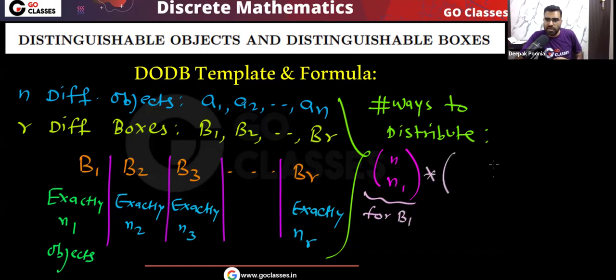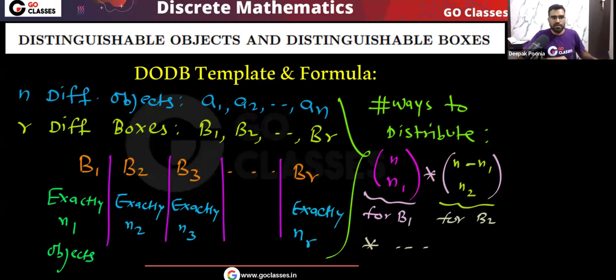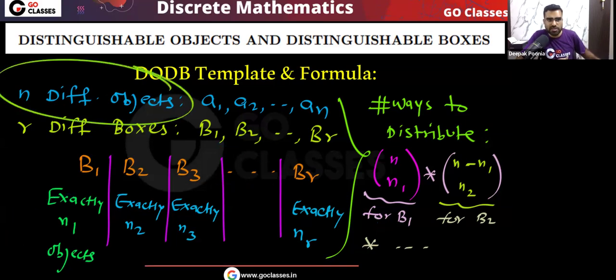Multiplied by, from the remaining elements, how many remaining are there? From the remaining means n minus n1. From the remaining elements, I will choose n2 elements and put them in box b2. So this is for box b2. Multiplied by, and so on. Here one thing I want to tell you is that the total must be equal to n, which means we must distribute all the objects.